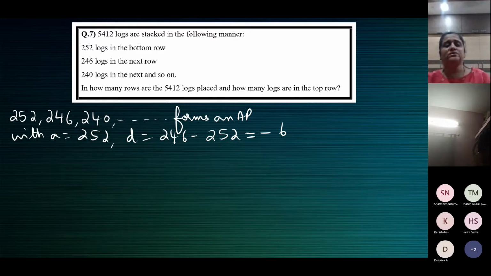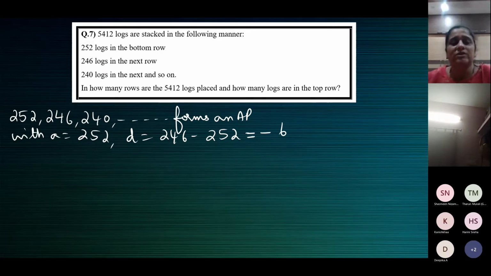252 will be the biggest term in this AP. Then as the numbers keep going, they keep reducing. So the difference is minus 6. So this is the AP. Now, in how many rows are 5,412 logs placed? That's the first question.